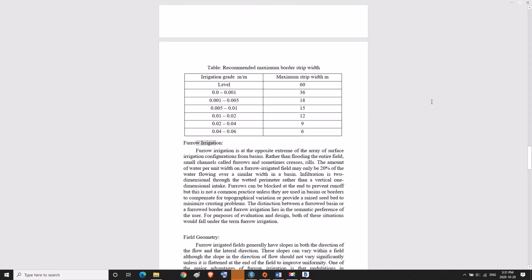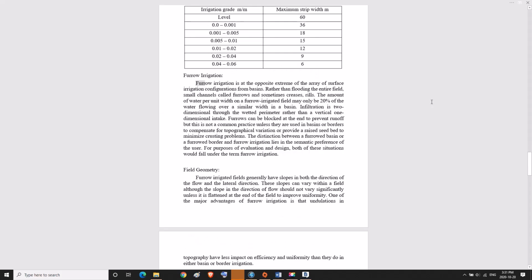Furrow irrigation. Furrow irrigation is at the opposite extreme of the array of surface irrigation configurations from basins. Rather than flooding the entire field, small channels called furrows, and sometimes creases or rills, are used. The amount of water per unit width on a furrow irrigated field may only be 20% of the water flowing over a similar width in a basin.